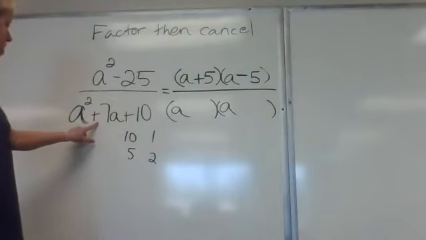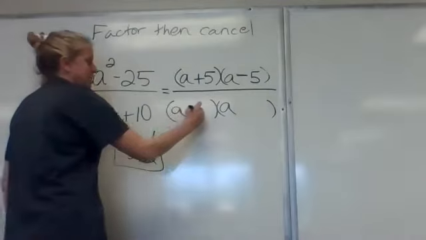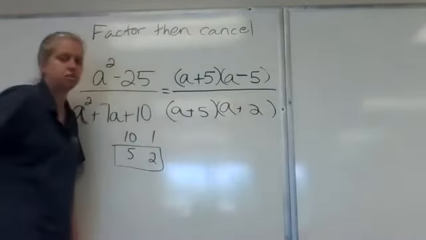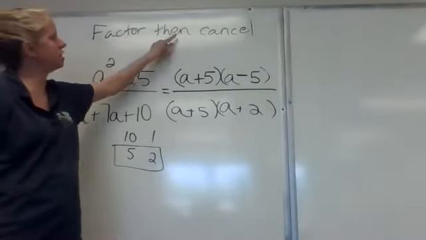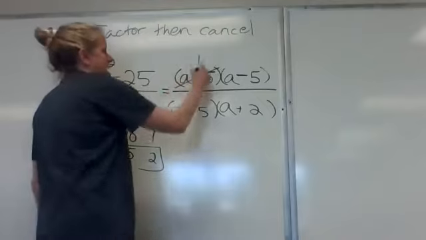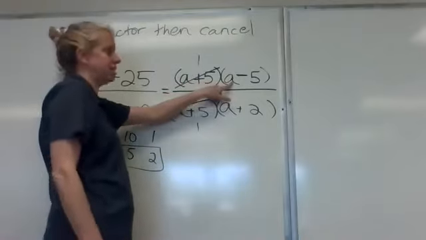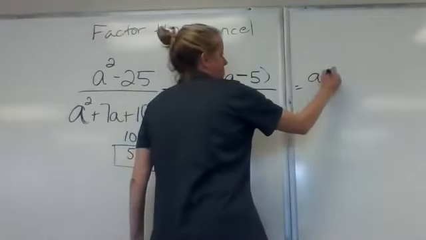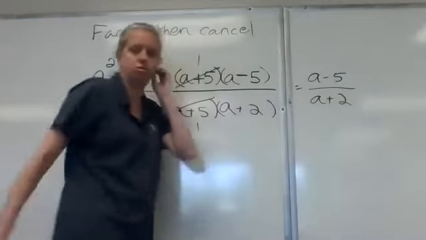What are you looking for? The pair that adds to +7. So we need a +5 and a +2. So there took care of our factoring. After factoring, then we cancel. So I'm looking for any of the factors that are the same and canceling them. So all I'm left with in the top is a minus 5, and in the bottom, a plus 2.